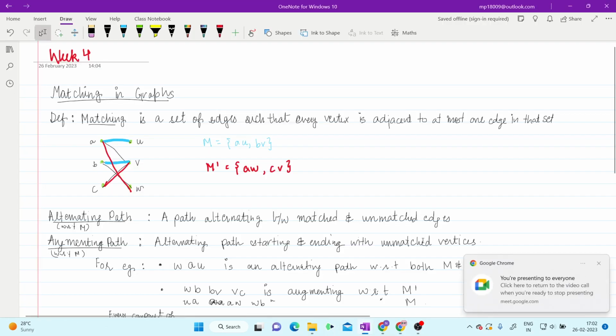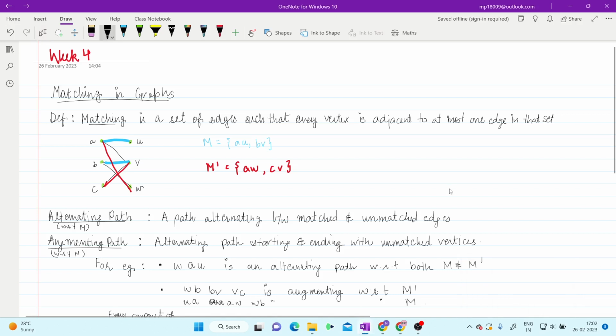So in week four, today we'll be discussing matching in graphs and in particular in bipartite graphs. In the last week we learned about simple graphs and we also introduced the bipartite graph. Now we'll be looking at this concept of matching.